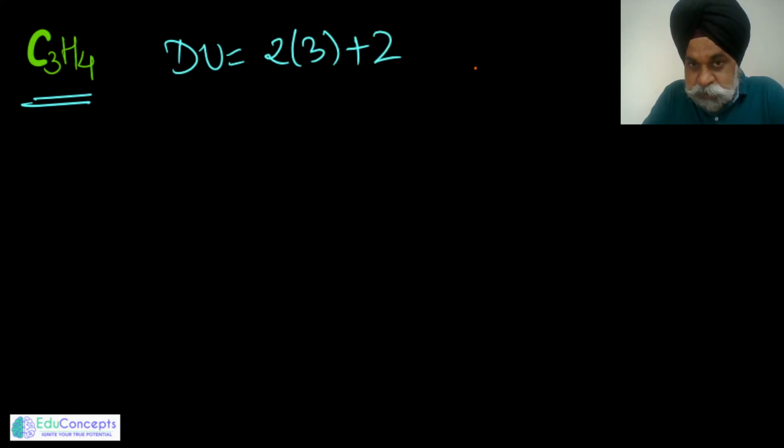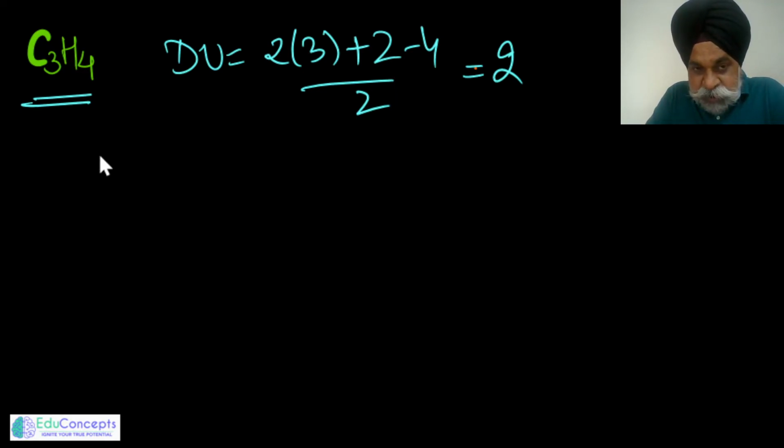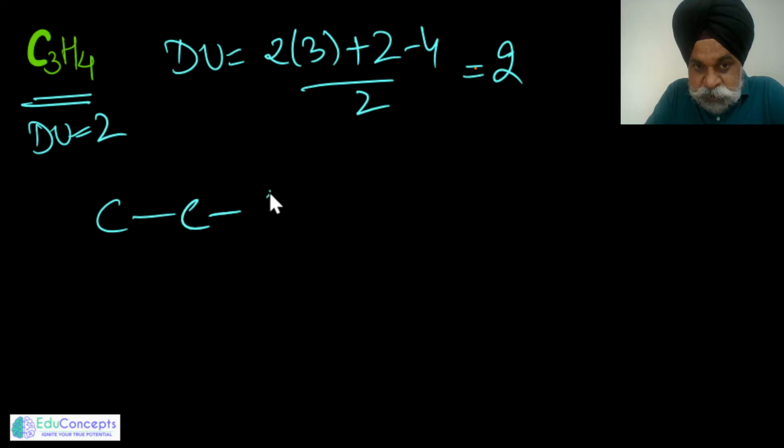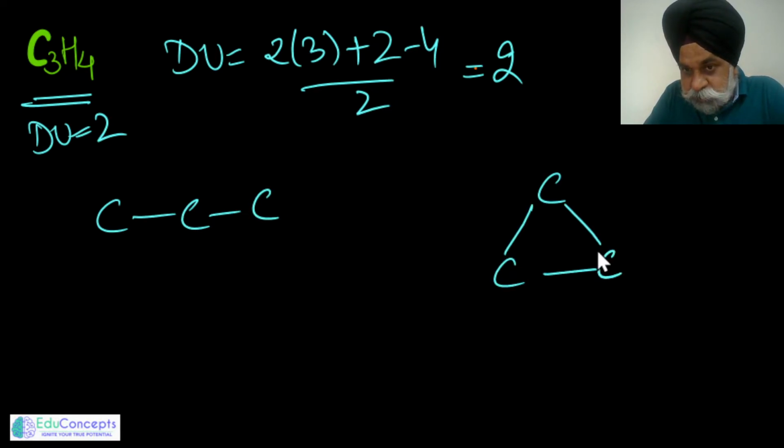Now going forward, if I write C3H6, the degree of unsaturation would be (2 into 3 plus 2 minus 4) upon 2. So 6 plus 2, 8 minus 4. So it comes out to be 2. So 2 means that, because there are 3 carbons in it, it would have 2 pi bonds, or 2 rings, or 1 pi bond and 1 ring, something like that. So there are 3 carbon atoms, 1, 2, 3, and you can join them like this also. Is it okay?